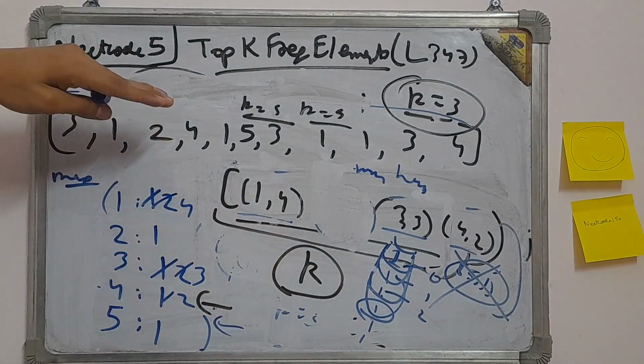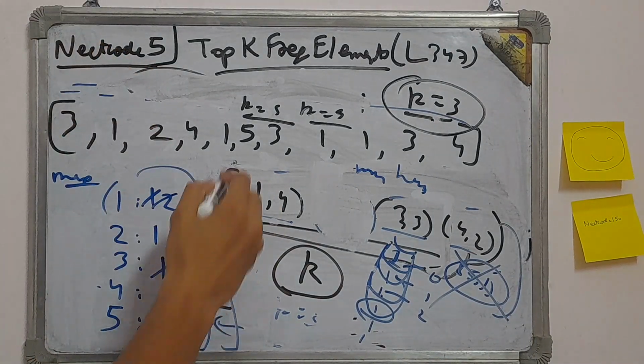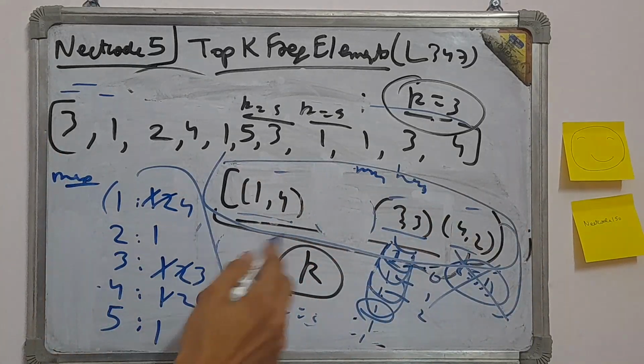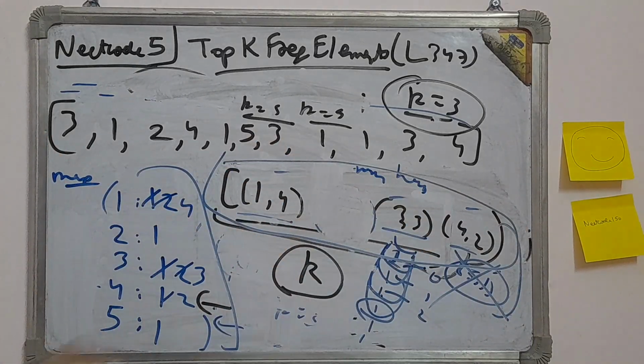So the whole map loop is done, and we have 3 elements in the heap, and k is equal to 3. So these are the answer. So we just wrote this.